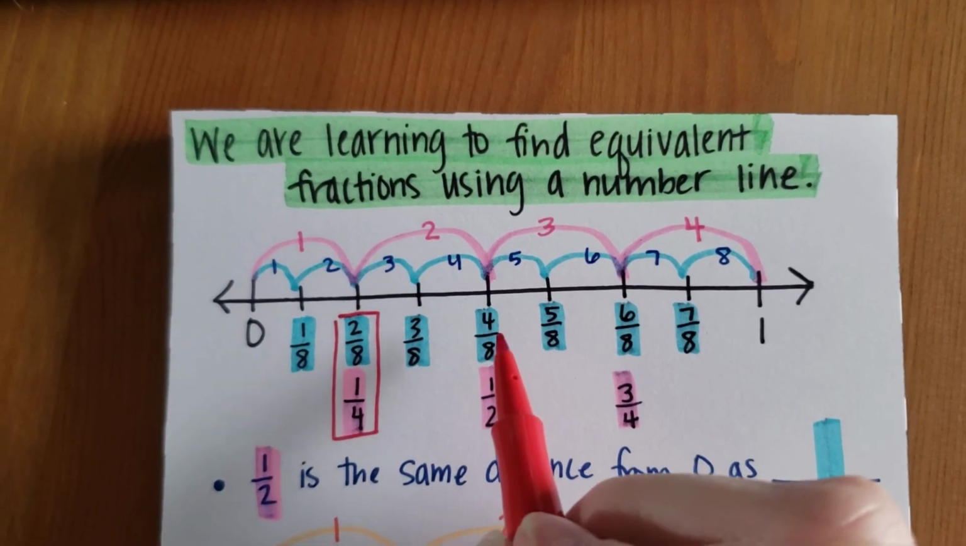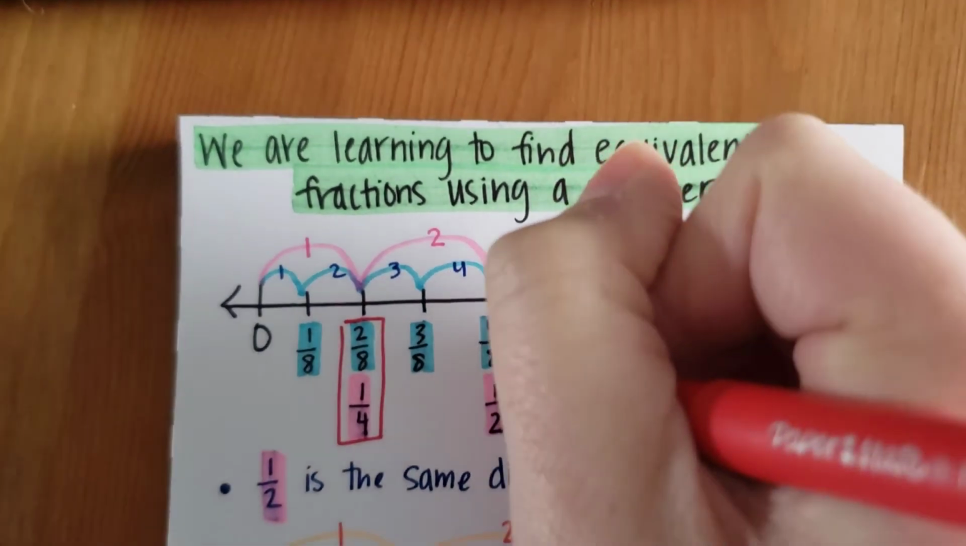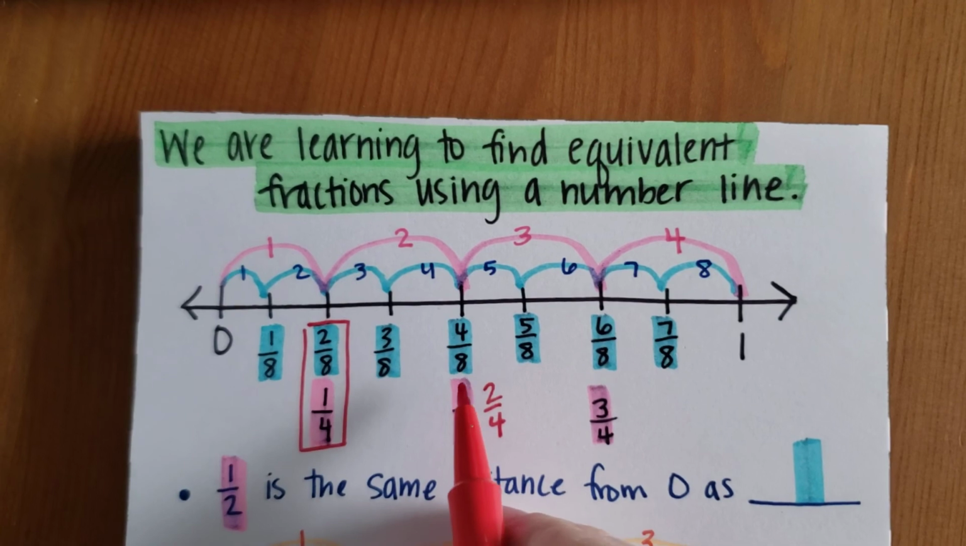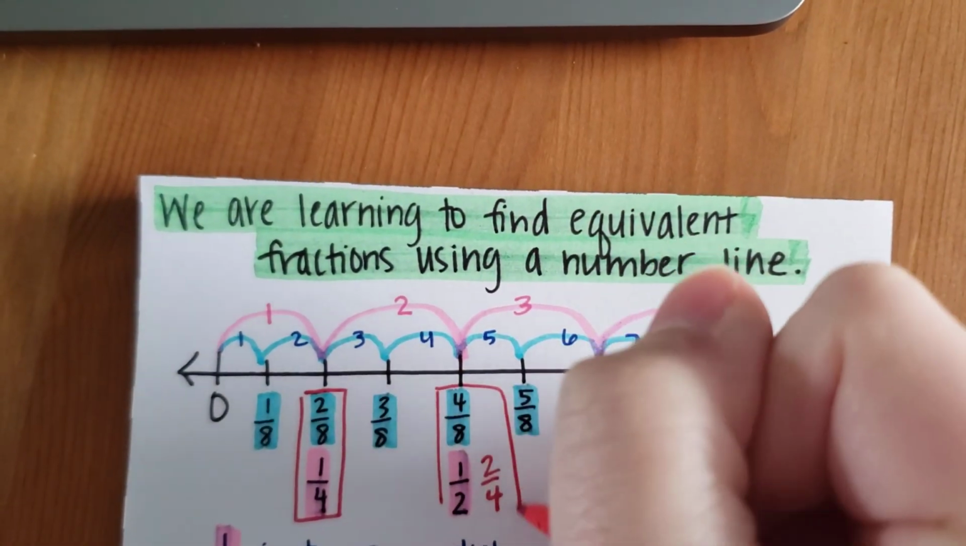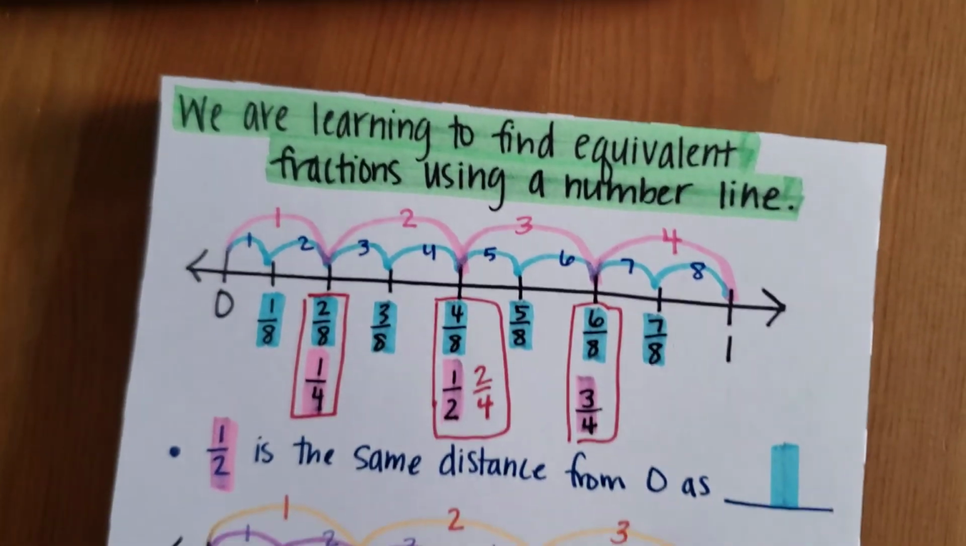Now 4/8 and 1/2 are the same. This could have also been 2/4, but all of those are the same things. All of these fractions right here are equivalent, and then these two are also equivalent.